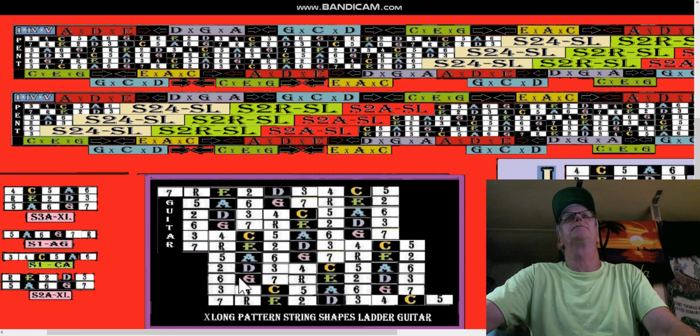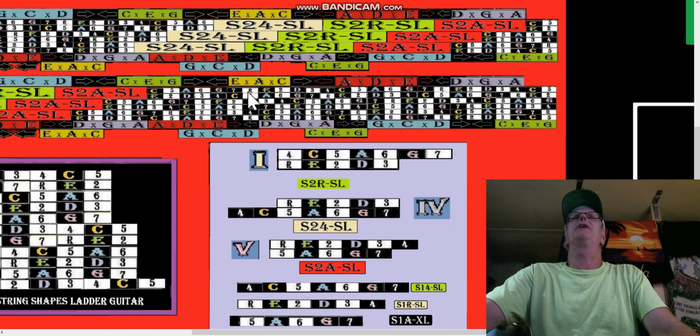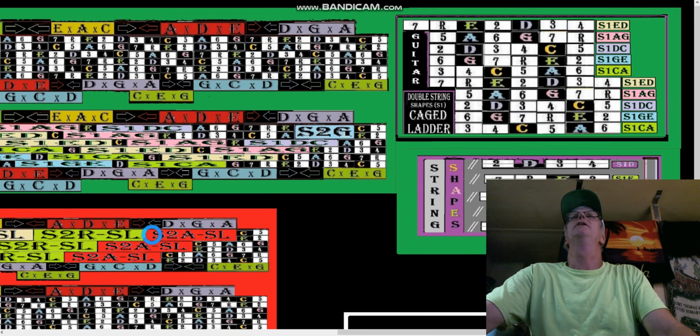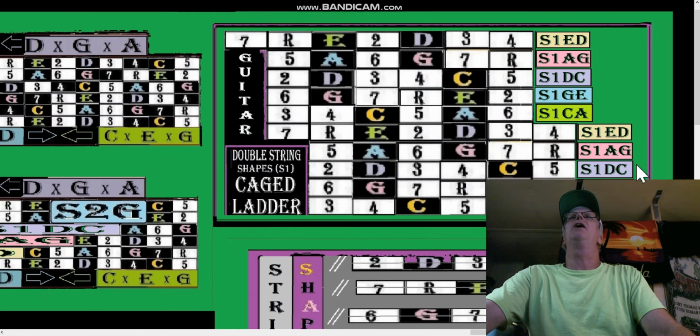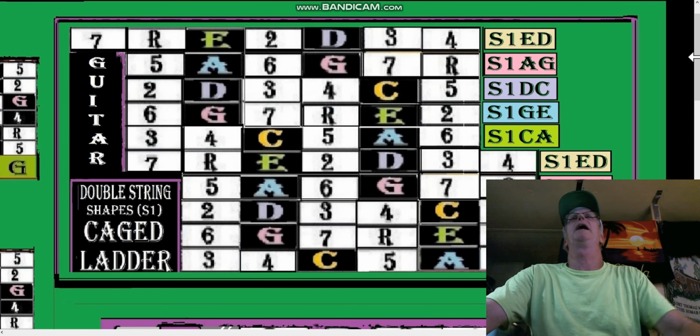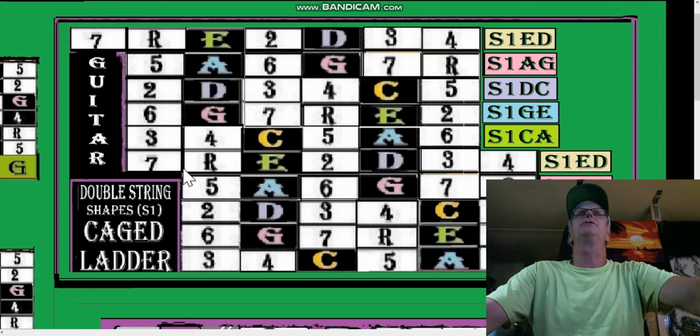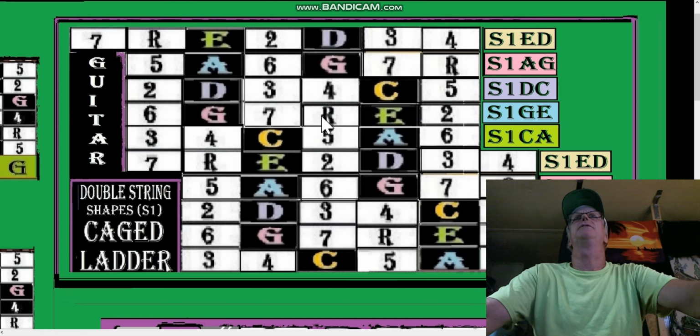I thought it's an extra long pattern, but it was really not as accurate as some of the others, such as this one, which is a double string shapes cage ladder and short patterns. These are your short patterns right here. These are your double string shaped short patterns. 3, 4, 5, CA 5, 6, G is 6, 7 roots, E is 7 root 2. Notice it spells cage.